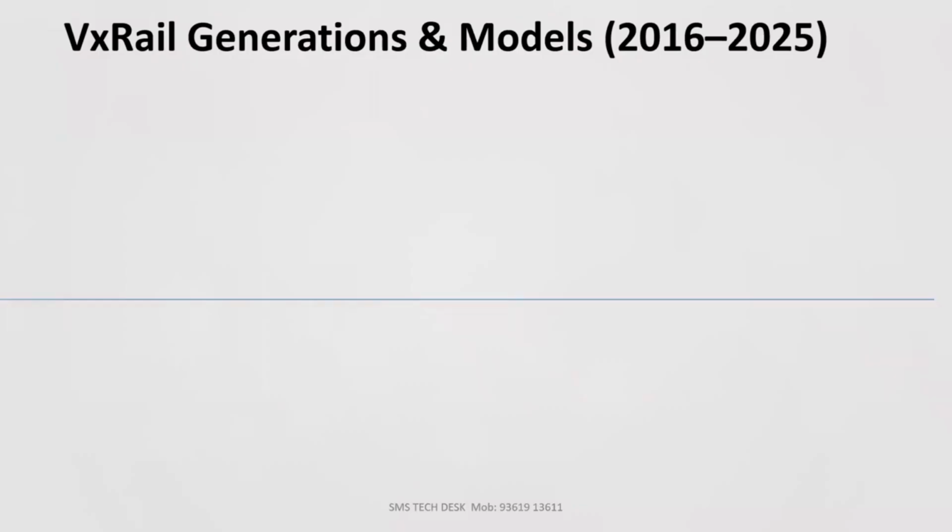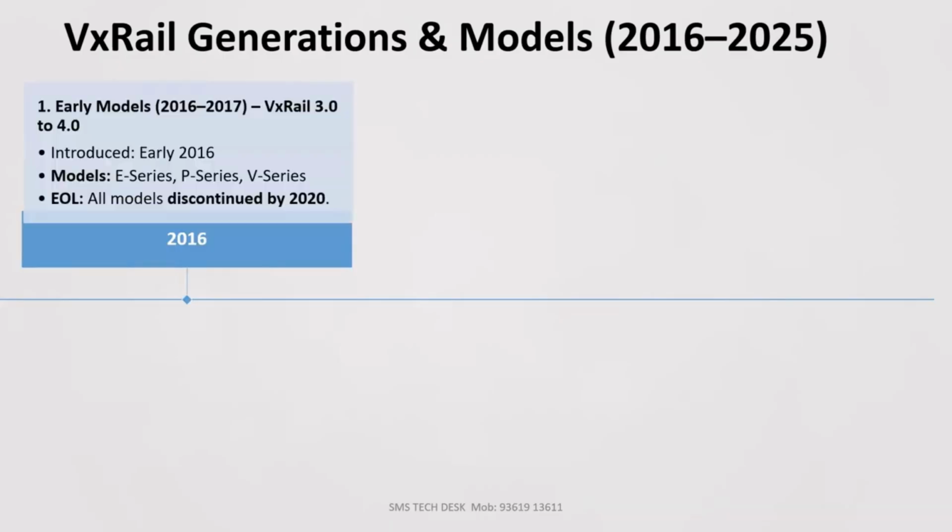So let's discuss the VxRail generations from a hardware perspective. As I told you, this was introduced in 2016. From 2016 to 2025, we have only 4 generations. The first generation was introduced in 2016 with models like E series, P series, and V series. All those models introduced in 2016 were discontinued from 2020 onwards. This is about generation 1.